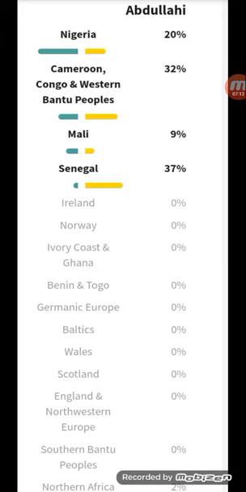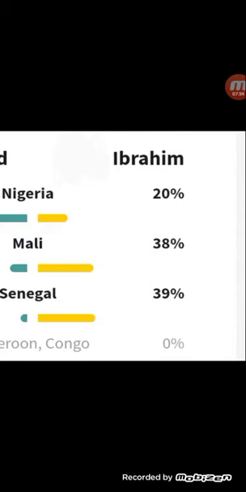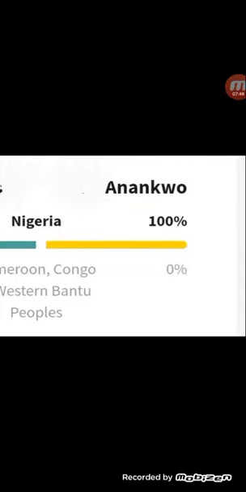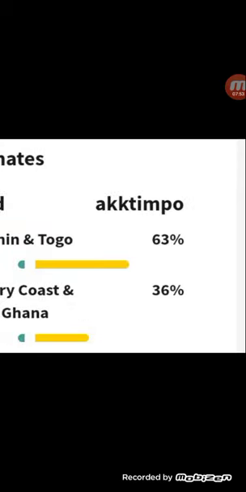Here's another one: 20% Nigerian, 32% Cameroon, 9% Mali, 37% Senegal, and 2% North Africa. I believe this one was Fulani mixed with another group within Nigeria. Can't remember the actual specific tribe at the moment. Abraham, 20% Nigerian, 38% Mali, 39% Senegal. This one is Fula or Fulani as well. Anna Kawa, 100% Nigerian. Don't know the tribe of origin.